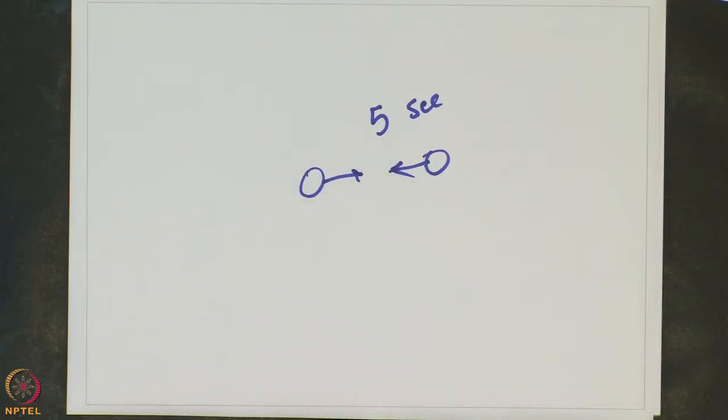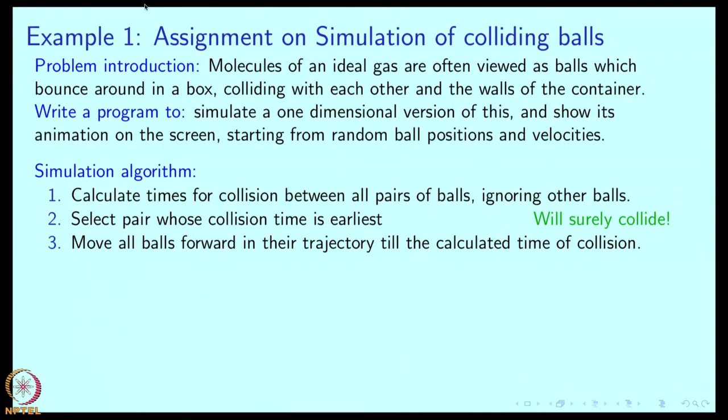So once we know which two balls definitely collide and the time at which they collide, then we are in business. Okay? So we know that these balls will surely collide, and now we are going to move all balls forward in their trajectory till the calculated time of collision.